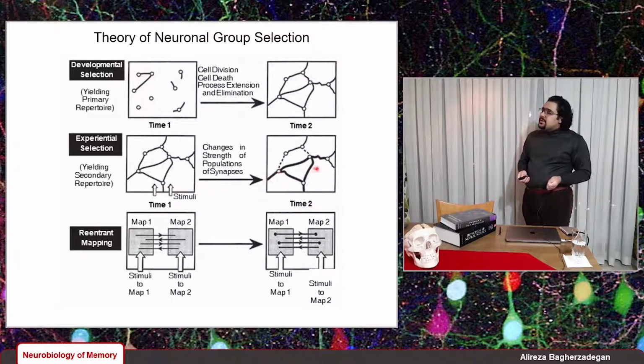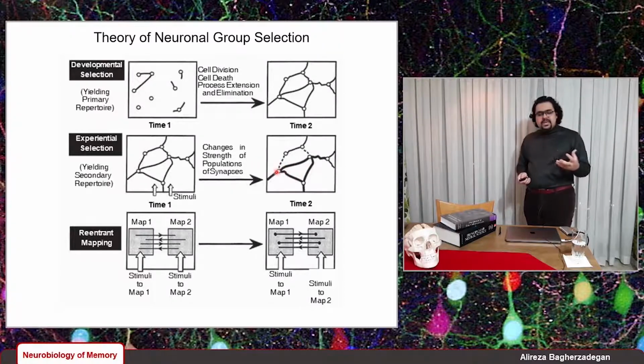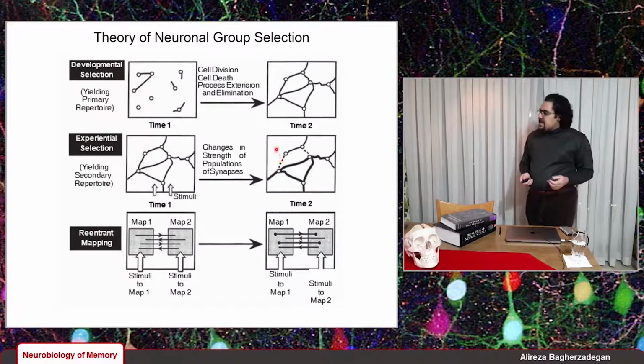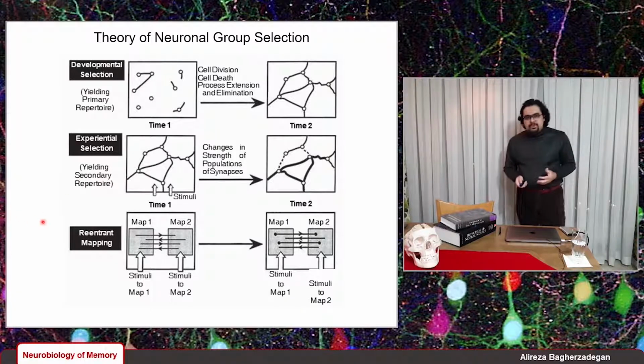And at time 2, you can see that some of these lines representing the synapses or connections between these dots or neurons are bolded, or thickened. It means that those connections are strengthened. And then we have these dashed lines. These dashed lines represent those weakened connections. This kind of selection, or experiential selection, yields our secondary repertoire of microcircuits, which are much more personal, I think, than the primary repertoire. Because the stimuli we are exposed to may vary greatly from person to person, from individual to individual.